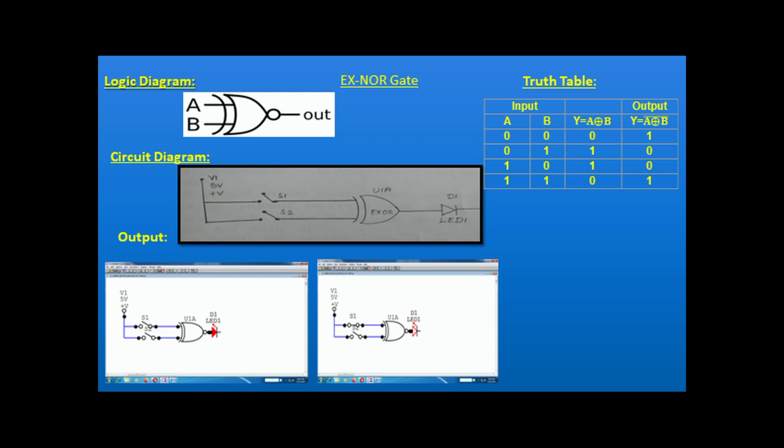For the next diagram, the input is 1 0. From the truth table, what is the output? 0. So the light is off here. Okay, these are the gates.